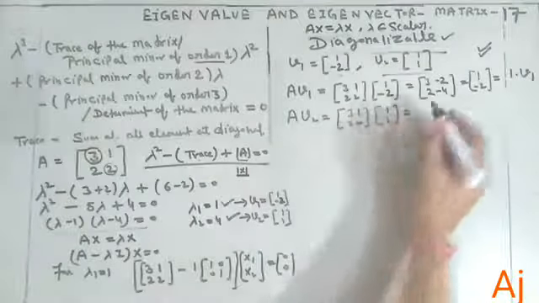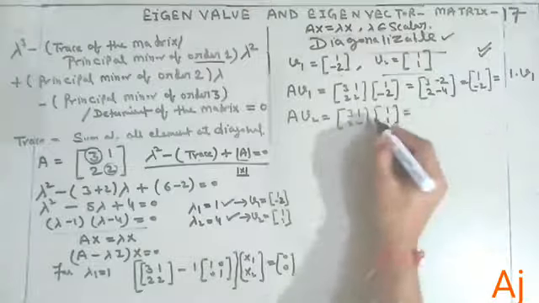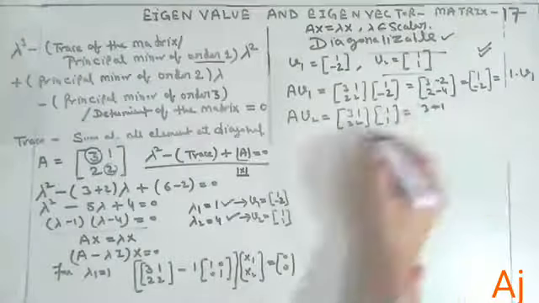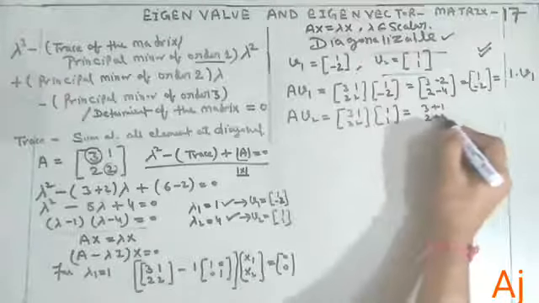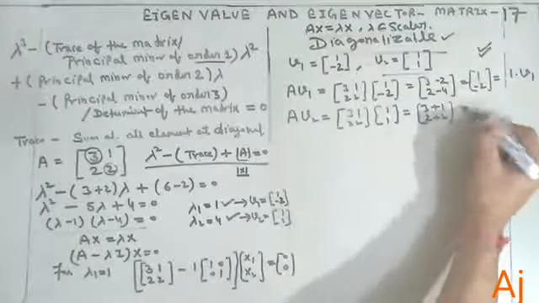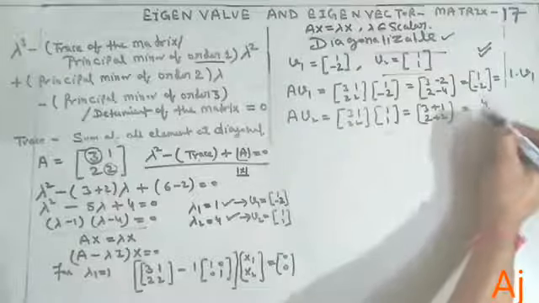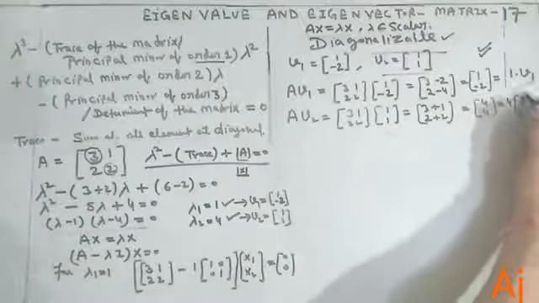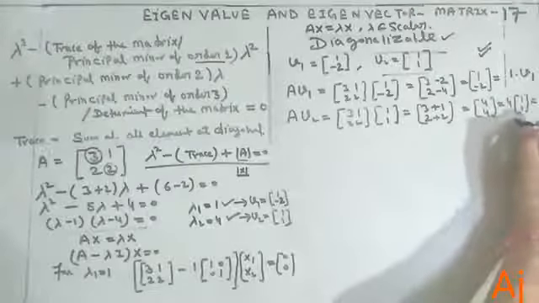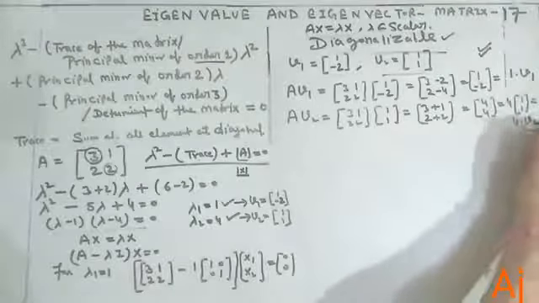So multiplying this and this, 3 times 1 and 1 times 1, you get 3 plus 1. Multiply this and this, then you get 2 times 1 and 2 times 1, okay? Then you get 3 plus 1 is equal to 4. You can also write it like this: 4 times 1, 1.